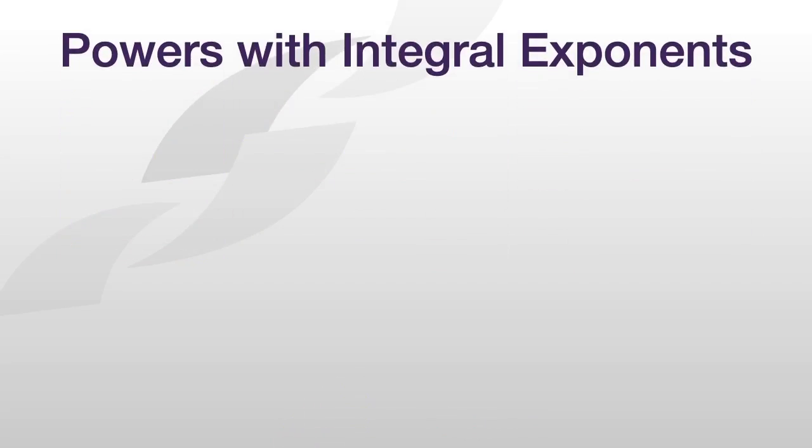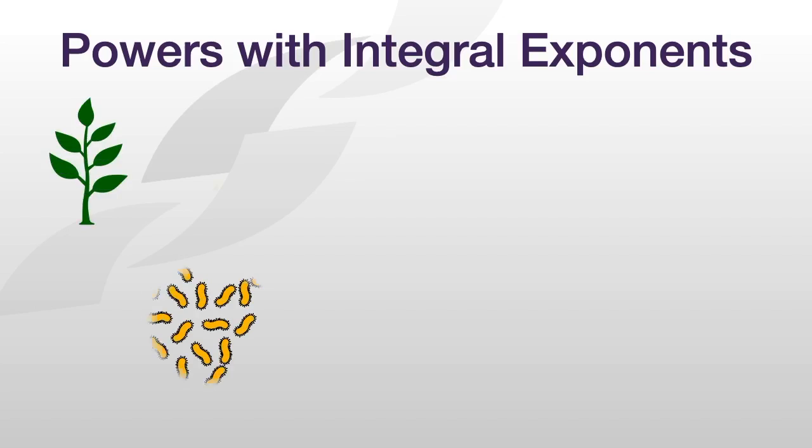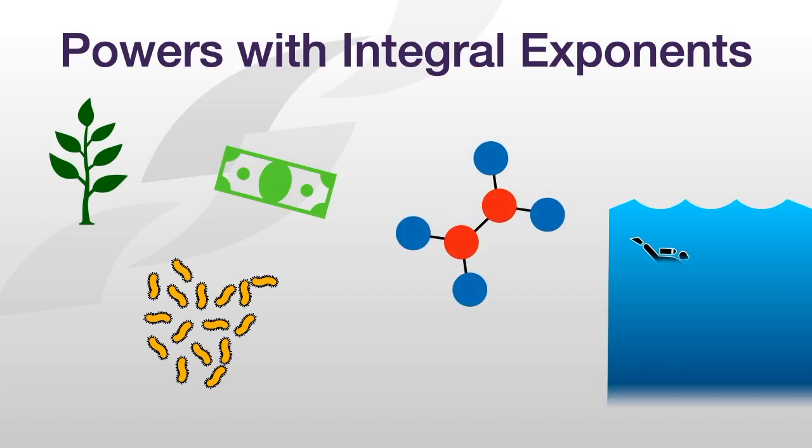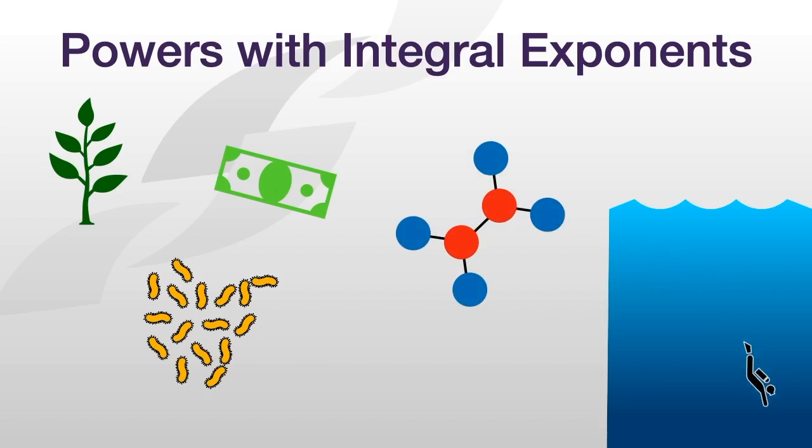Integral exponents, especially negative exponents, can be helpful in many real-world problems. For example, looking back in time when something grows, like a plant, bacteria population, or investment. Very small things, like molecules, are measured using scientific notation with negative exponents. And some things, like the amount of light as one descends deeper into water, can be modeled using negative exponents.